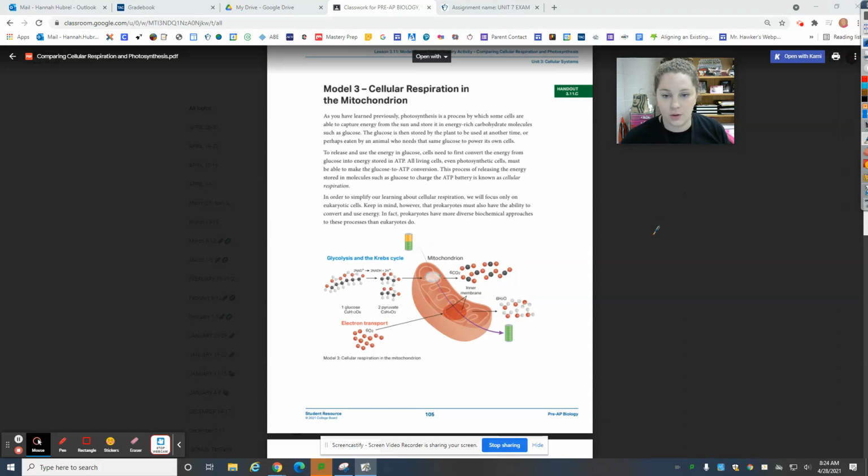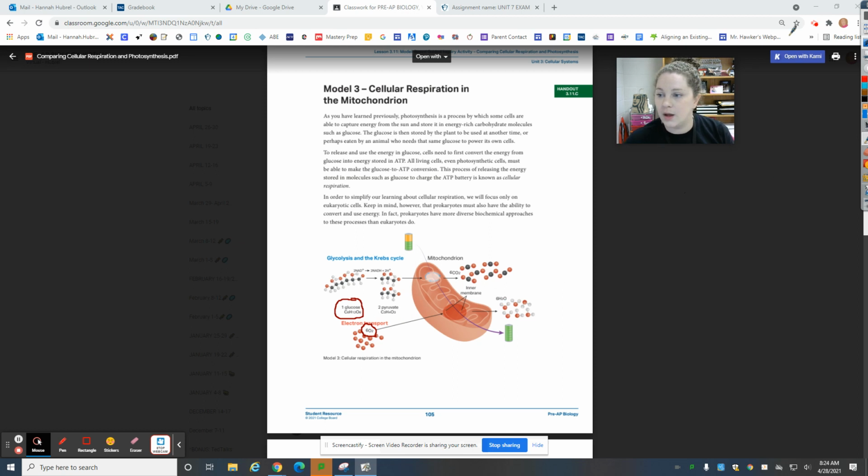Alright guys, so this one right here, Model 3, you should have read the little paragraphs, and we're going to work through the questions. So it says, using Model 3 as a guide, what are the reactants of cellular respiration? In other words, what molecules go into cellular respiration? So the reactants, things that go in, is going to be glucose, right here, and oxygen, right here.